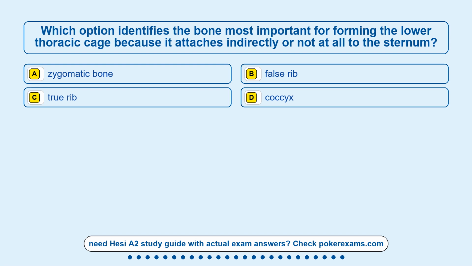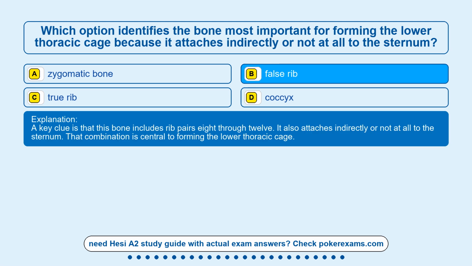Question 9. Which option identifies the bone most important for forming the lower thoracic cage because it attaches indirectly or not at all to the sternum? Option A, zygomatic bone. Option B, false rib. Option C, true rib. Option D, coccyx. The correct answer is option B, false rib.